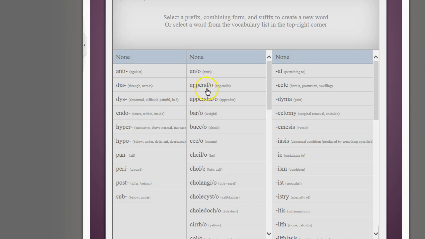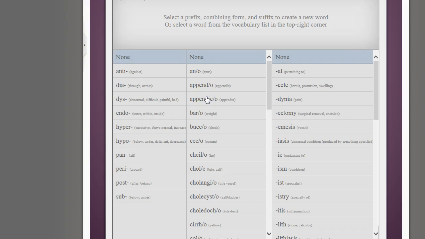Here are the combining forms. You can see this is correct combining form format with the backslash and the O. Make sure you're writing it this way. If you just write APPEND with just the O on there, without the backslash, that's incorrect if they ask you for a combining form.